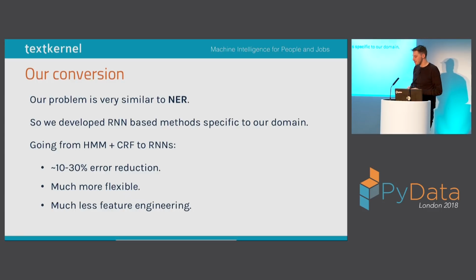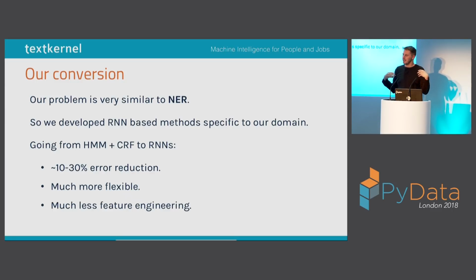And the old way of doing this would be hidden Markov models and conditional random fields. That's what we used to apply. Going from those old-fashioned computational linguistics models to these deep learning recurrent neural networks, we saw a good error reduction, like 30% fewer errors. We were very happy with that.